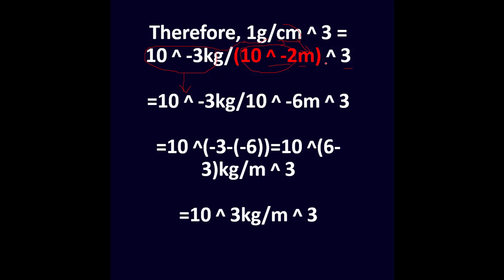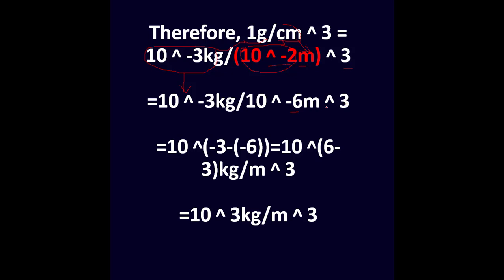Now we still keep the numerator there, and since we are raising this by the power 3, per the indices law, when you are raising an index by another index, you just multiply those, right? So 10 to the power negative 2, to the power 3, you multiply negative 2 and 3, and that gives us 10 to the power negative 6. The meter, of course, will be affected by the 3, so we have meter cube.